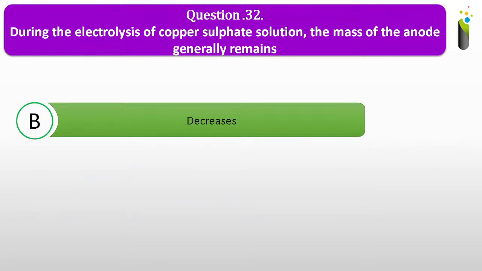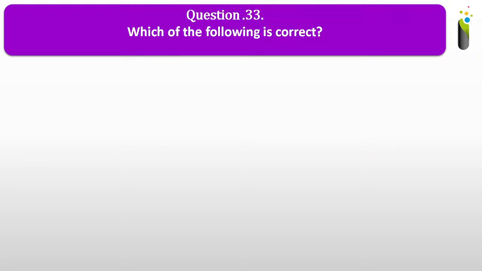So here, question number 32, the answer is B. So during the electrolysis of copper sulfate solution, the mass of the anode generally decreases. Question number 33. Which of the following is correct?